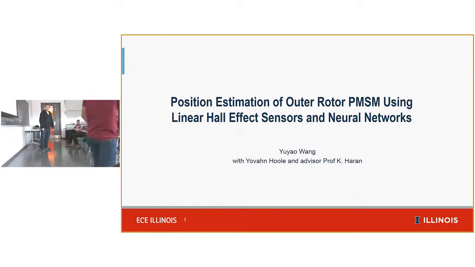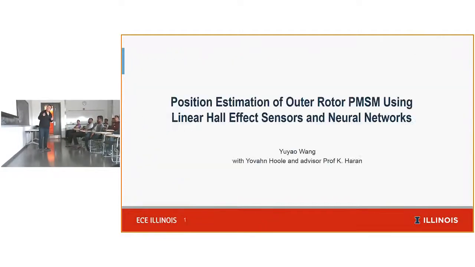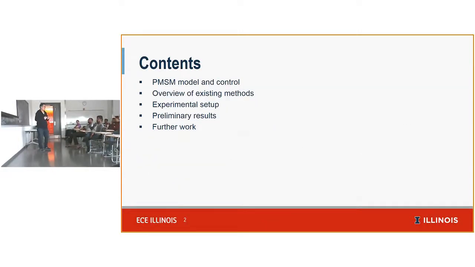Thank you. Hi, everyone. So today I'll be presenting on my research, which is the position estimation of an outer-rotor permanent magnet synchronous machine using linear Hall effect sensors and a neural network. Okay, yeah. So this is what I'll be going through today.